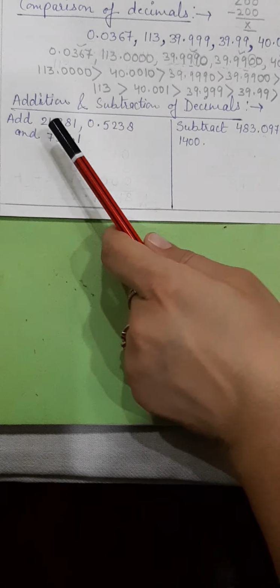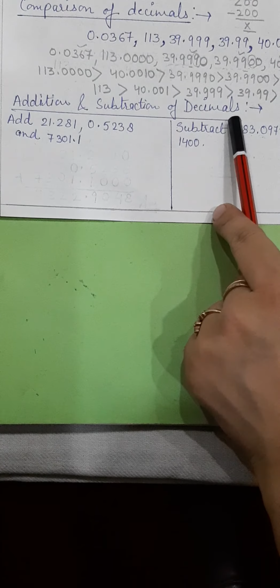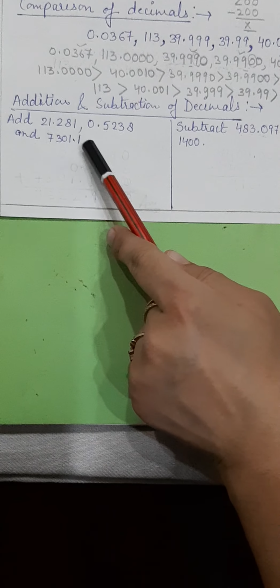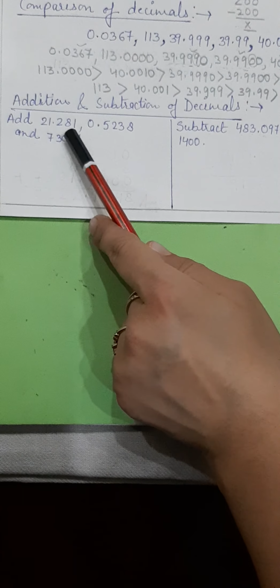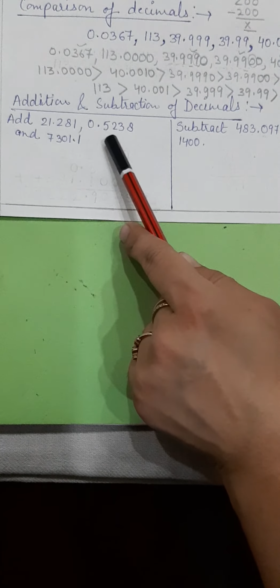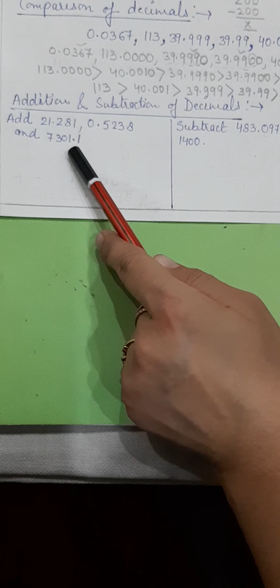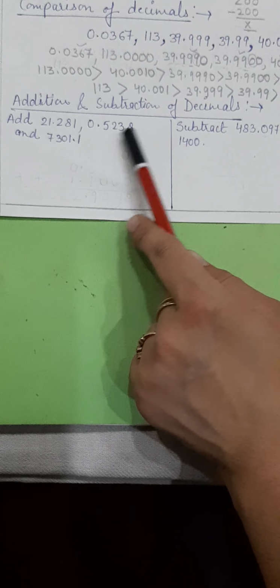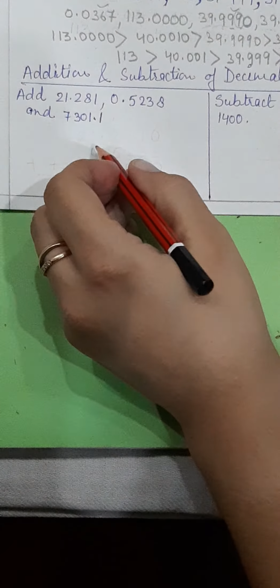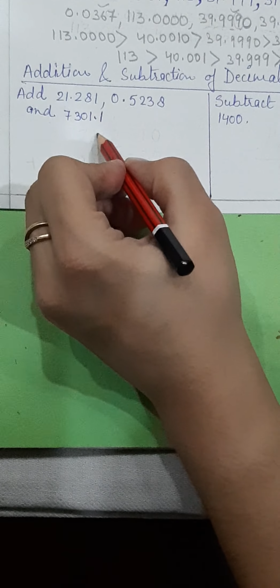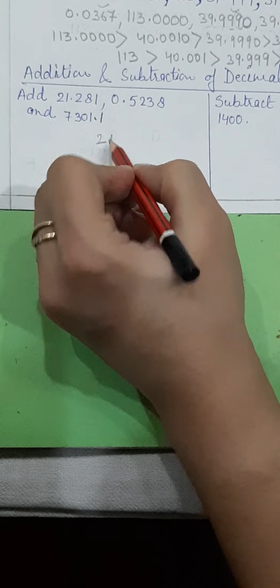Now next topic is addition and subtraction of decimals. In the first case, add 21.281, 0.5238 and 7301.1. So these three decimal numbers you have to add. How will you add? In that case, first convert all these three numbers into like decimals.